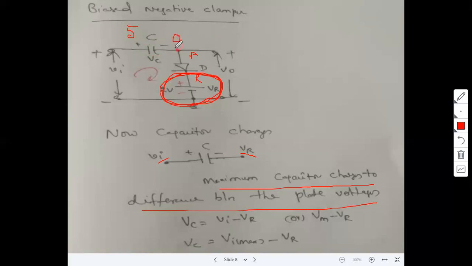Now here in the biased case, suppose it is 2 volts. The capacitor charges to a maximum of Vi minus Vr, which is equal to 3 volts only, right? So in this case, the capacitor charges to only 3 volts. Why? Because the voltage difference between the capacitor plates is 5 volts on one side and 2 volts on the other, so 5 minus 2 is equal to 3 volts only. Remember this one.